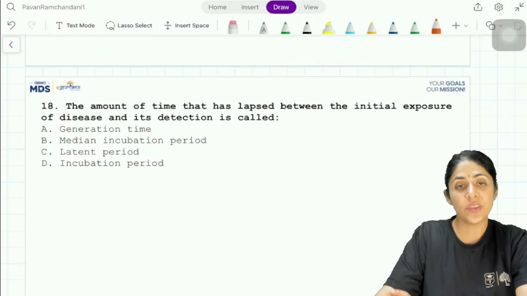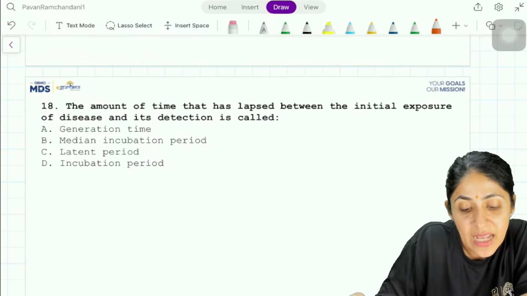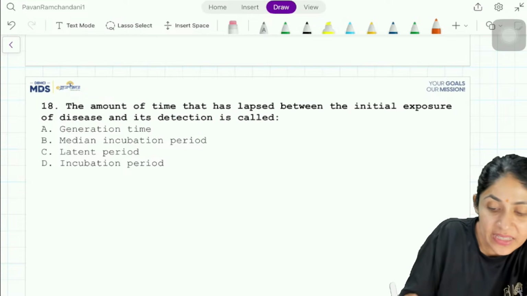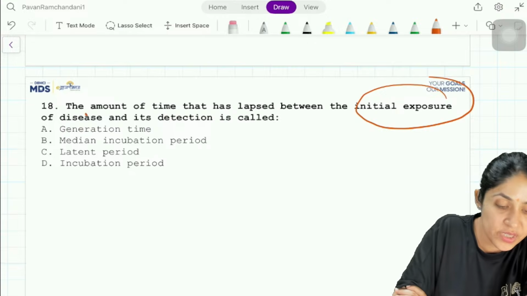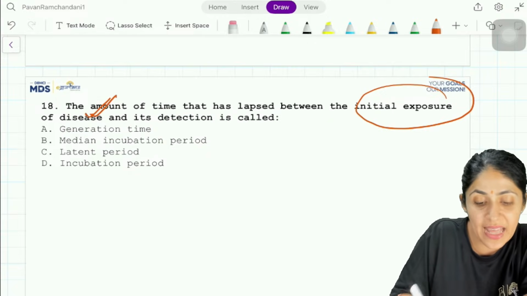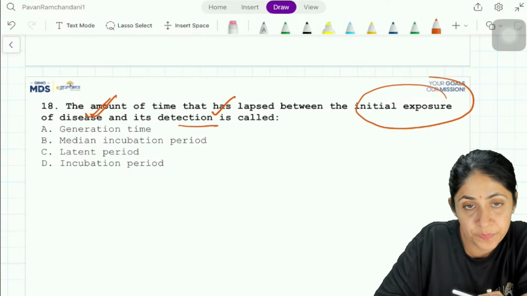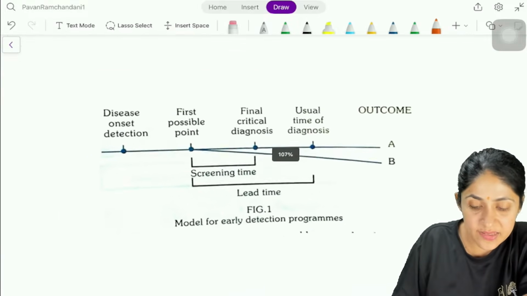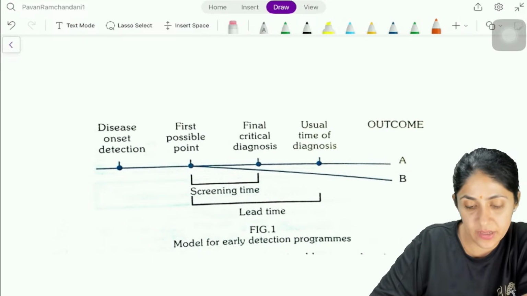Okay. Now the next question is the amount of time that has lapsed between the initial exposure, the first time you have been exposed to a disease, and its detection. Okay. What is that period called? This is the latent period. Okay.